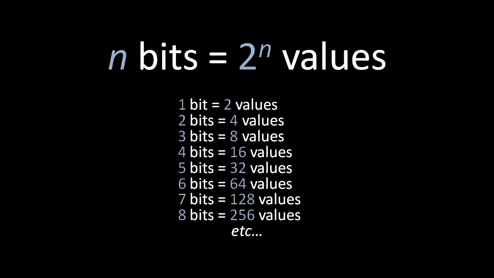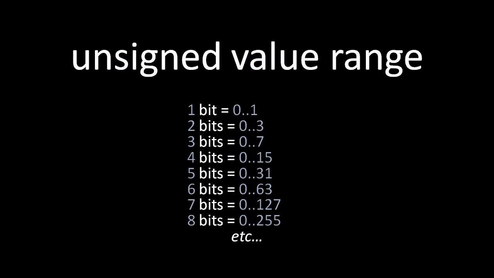possible states. For numbers, this tells us how many different values can be represented by a certain number of bits, and generally also tells us the range of those values. For unsigned numbers, 1 bit can represent the range 0 to 1, 2 bits can represent 0 to 3, 3 bits can represent 0 to 7, and so forth. Notice the maximum value is always 1 less than 2 to the nth, because 0 itself is always one of the possible values.